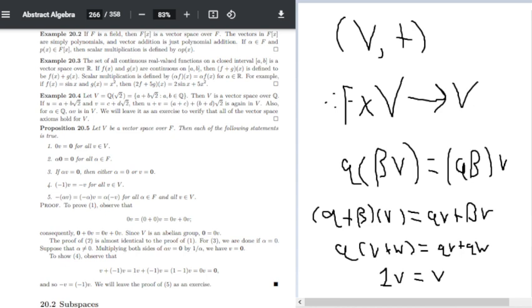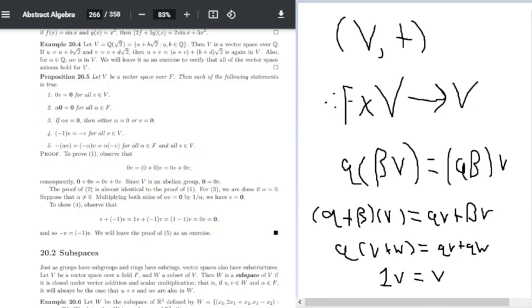Proposition 20.5. Let V be a vector space over F. Then each of the following statements is true. 1. 0 times v is equal to the 0 vector for all v in V. 2. Alpha times the 0 vector is equal to the 0 vector for all alpha in F. 3. If alpha v is equal to the 0 vector, then either alpha is equal to 0 or v is equal to the 0 vector. 4. Negative 1 times v is equal to negative v for all v in V.